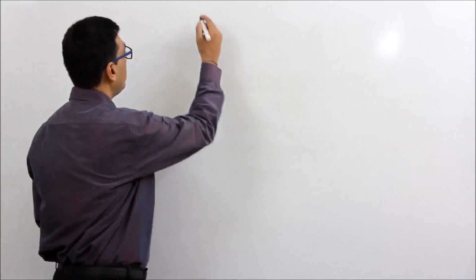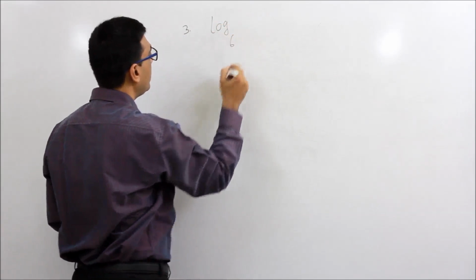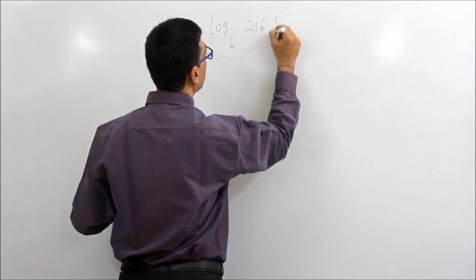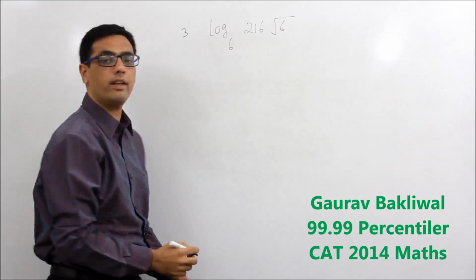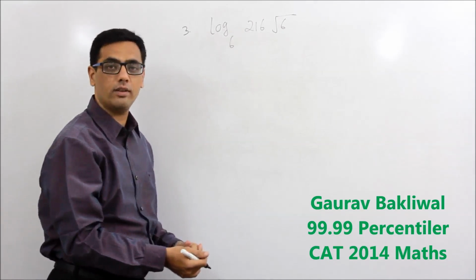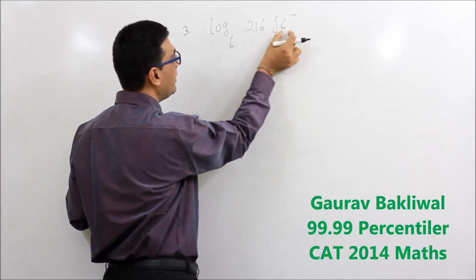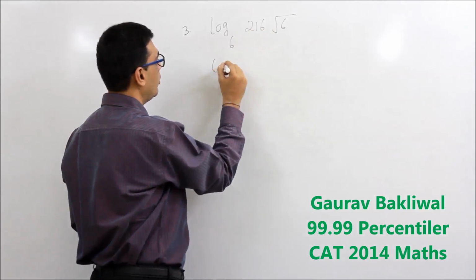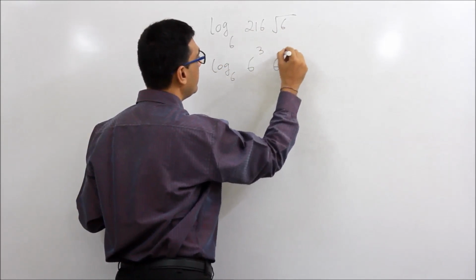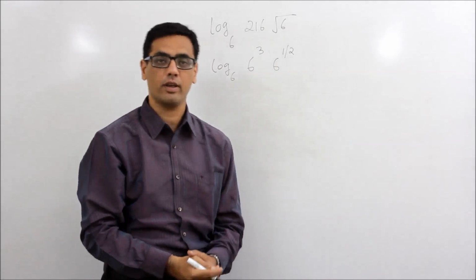So third question, as I was telling you, this is log to the base of 6 of 216 times root 6. The question was find the value. Of course there were options as well, but let's do it without options. So what we'll do is we'll write these numbers in terms of 6. We can write 216 as 6 cube and root 6 as 6 raised to the power of 1 by 2, because root 6 means raised to the power of half.